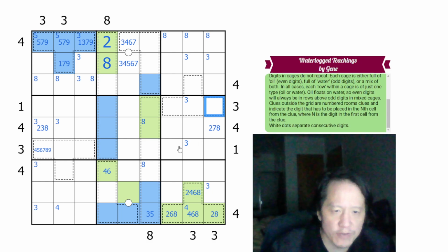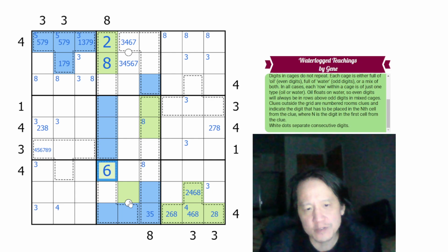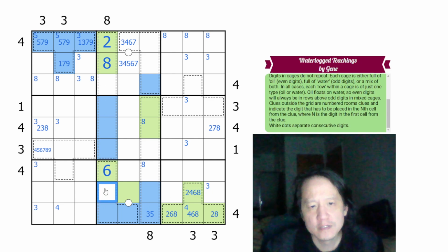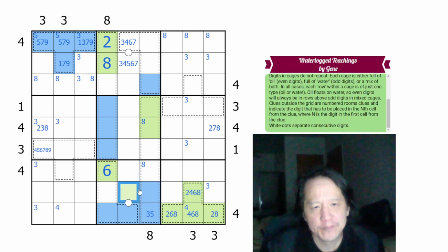Okay, this can't be 4. If this is 4, this says that 4 has to be in the 4th position, so that would also have to be 4, so that's not allowed. So this is 6. Where is the 4? This could be 4 if that's 6.